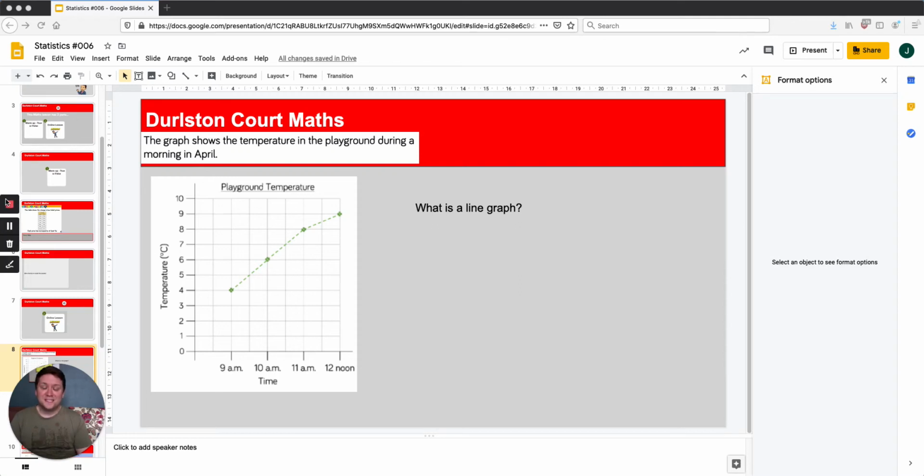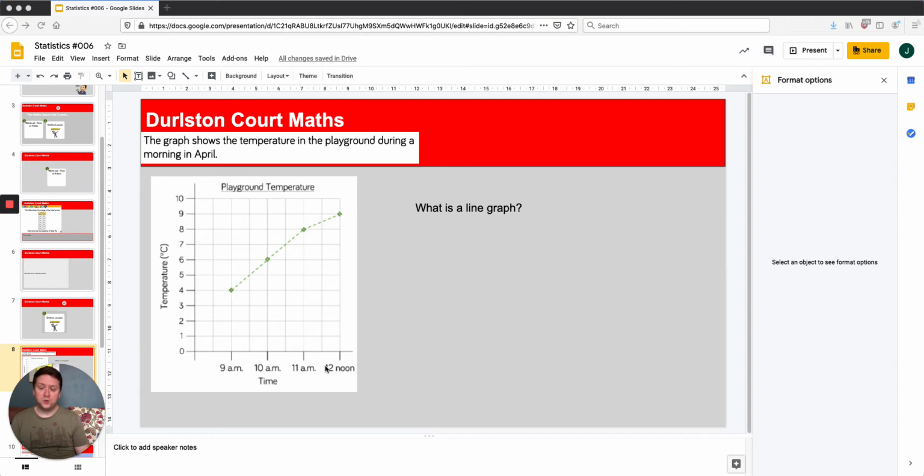So, in today's maths lesson, we're being introduced to a line graph. Now, you'll think it looks similar to the bar graph that we looked at a few lessons ago. And you're correct, they do look similar. They have the vertical axis, which we can now call the y-axis, and the horizontal axis, which we can now call the x-axis.